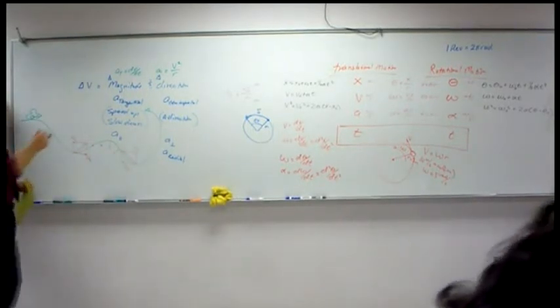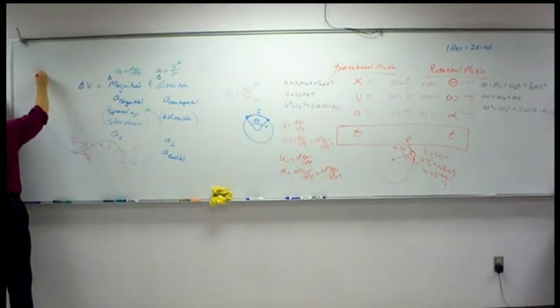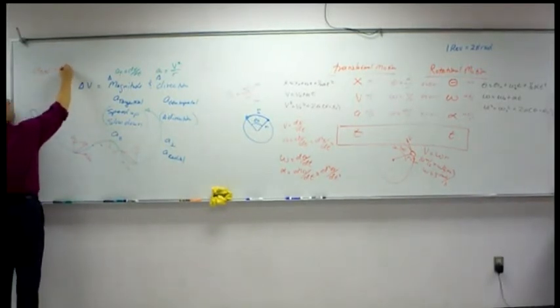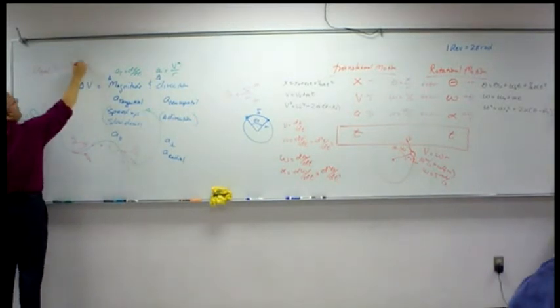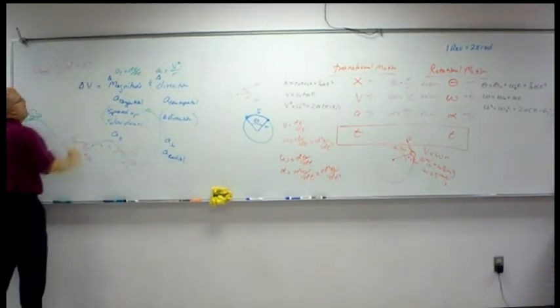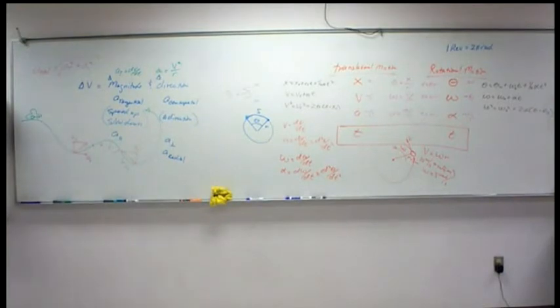Okay, everybody, total acceleration is the tangential acceleration plus the centripetal acceleration, squared and square rooted, because they're vectors. It's a squared plus b squared equals c squared to get the total acceleration.